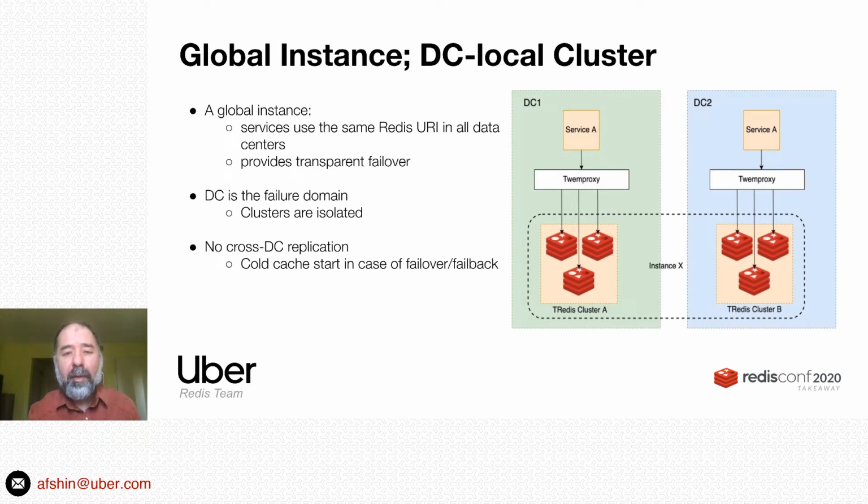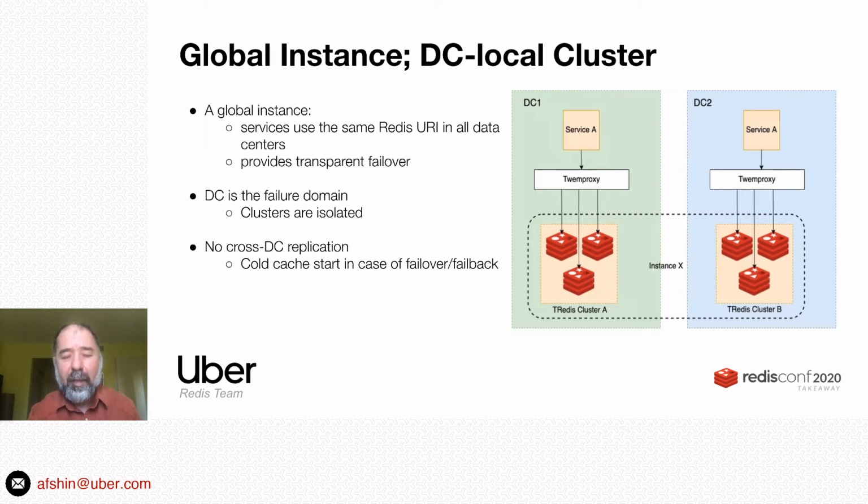So before talking about replication, let's see how things look in the non-replicated setup, which is the default mode. We have global instances with DC local clusters. So what does that mean? A global instance is a collection of disjointed Redis clusters in one or more data centers, which are accessed using the same Redis URI. So the only thing that makes the instance global is the global URI, which would enable us to do transparent data center failover.